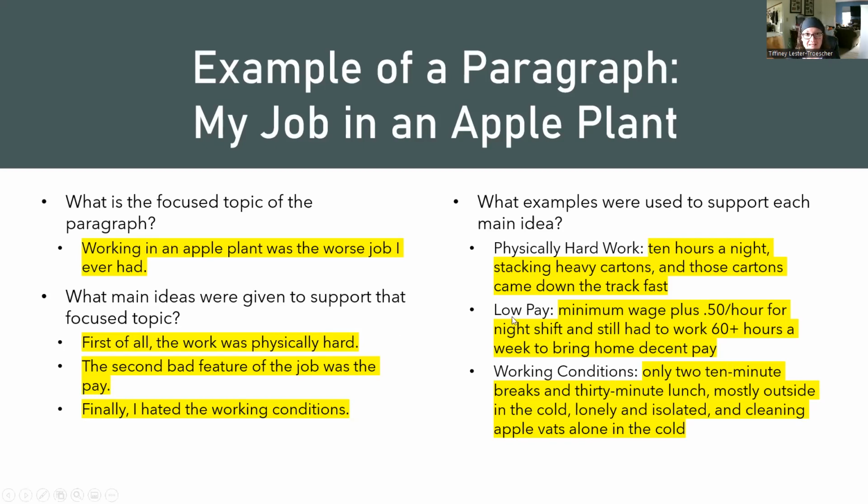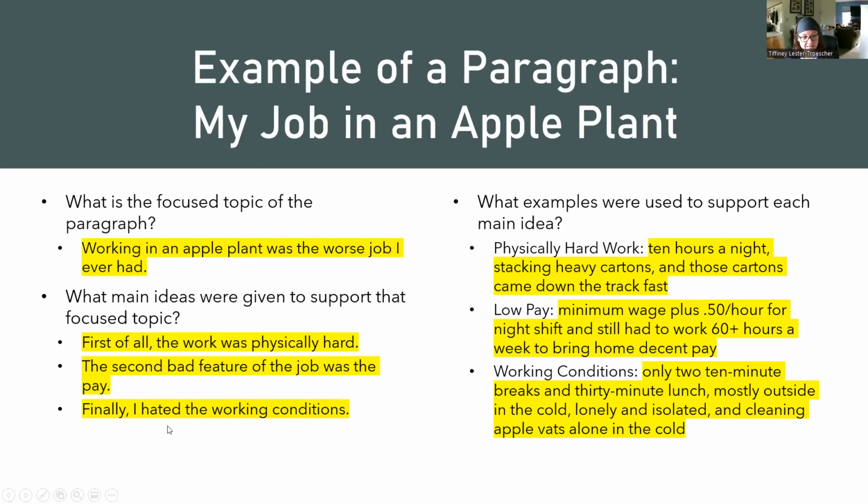His second main idea was that the pay was bad, right? He talked about how he worked for minimum wage plus 50 cents an hour for the night shift, and how he still had to work 60 or more hours just to bring home decent pay. So those examples relate directly to how the job did not pay well, and the job not paying well is his second reason why it was the worst job he ever had.